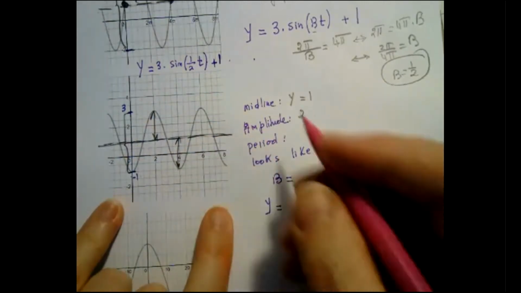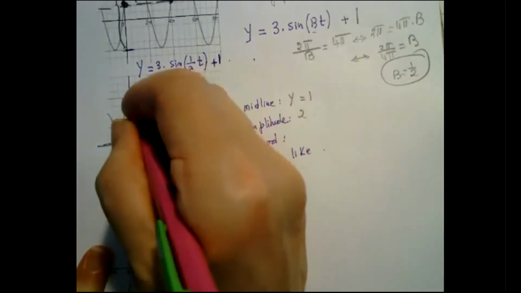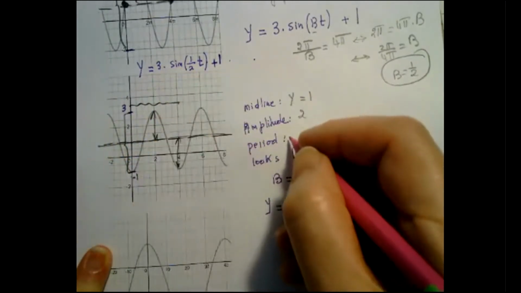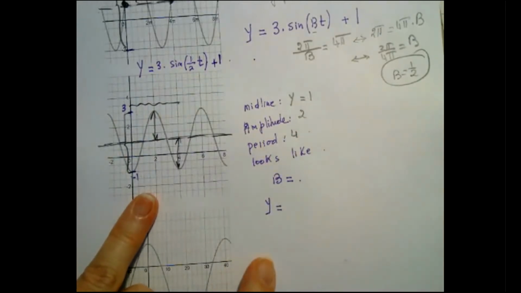The period, please keep going. What's the period? 4. Absolutely correct. That's a cycle up to 4. And does it look like a sine, a cosine, a minus sine, or a minus cosine?